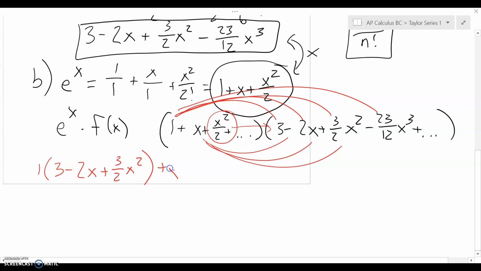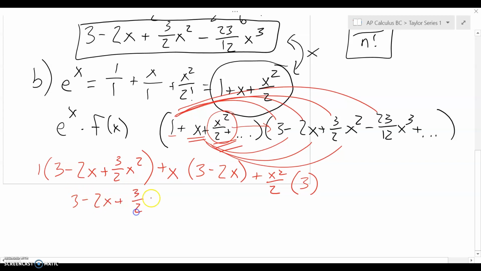Then I'm going to take the x, that's the second thing along the way, and that's going to run into 3 and 2x. Anything more than that, and I've gone over the x squared power. And then finally, I've gone to x squared over 2. That's my third thing here. And that's going to only hit the 3 before, again, it would get to a power that I'm not going to be asked to use. So here I've got 3 minus 2x plus 3 halves x squared. Here I've got 3x minus 2x squared. And here we've got 3x squared over 2. And I'm going to combine all of those things together.